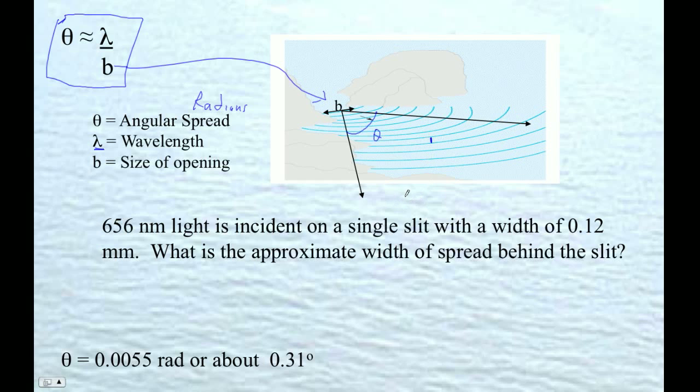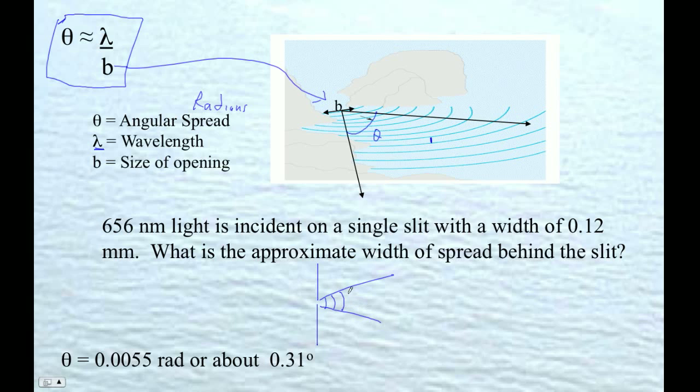Let me just do an example for you. Here, 656 nanometer light is incident on a single slit that is a little more than 1/10 of a millimeter, right? So what is the approximate width of the spread behind the slit? So if we draw this, it's like that. This light is going to be incident on this, and it's going to spread out with some angle like this. Not nearly as big as we've drawn, right?